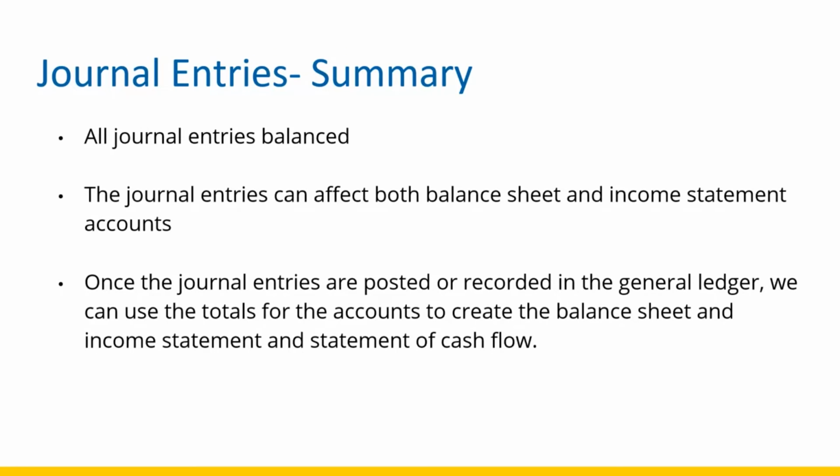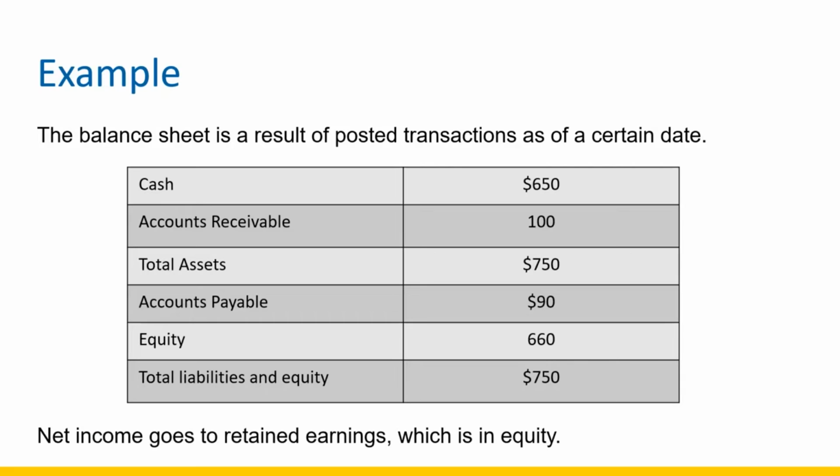Once the journal entries are posted or recorded in the general ledger for any time period, say we're talking about a month, then I can take the totals for the month and create the balance sheet, the income statement, and the statement of cash flow. This is so exciting. This is the result of those most recent transactions that I was talking about.